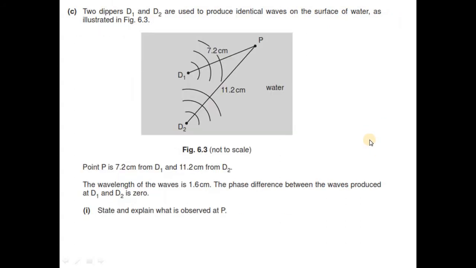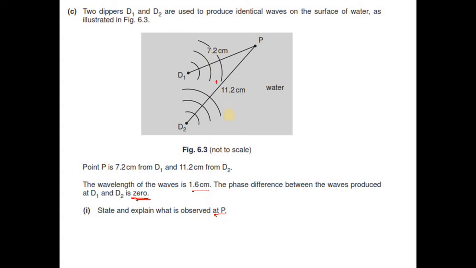Part C. Two dippers D1 and D2 are used to produce identical waves on the surface of water, as illustrated in figure 6.3. So these are two dippers D1 and D2. They are producing two waves, and both waves are going towards point P, and where they meet or superpose, they produce an interference pattern. Point P is 7.2 centimeter from D1 and 11.2 centimeter from D2. The wavelength of the wave is 1.6 centimeter. The phase difference between the two waves produced at D1 and D2 is 0. State and explain what is observed at P.